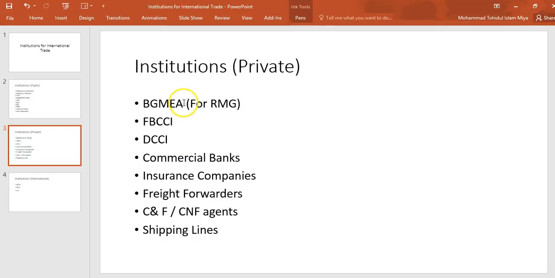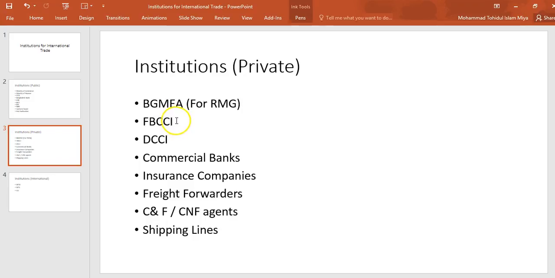BGMEA stands for Bangladesh Garments Manufacturers and Exporters Association, and it is particularly relevant for the RMG sector, or ready-made garment sector. For other sectors, we have other organizations like BKMEA, which stands for Bangladesh Knitwear Manufacturers and Exporters Association. We also have another organization called BTMEA, which stands for Bangladesh Textile Manufacturers and Exporters Association.